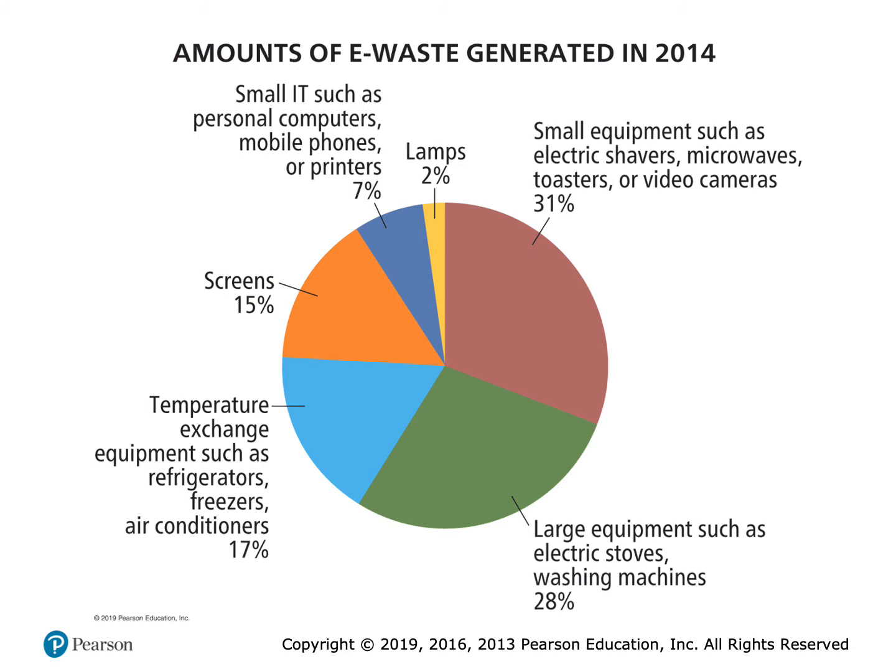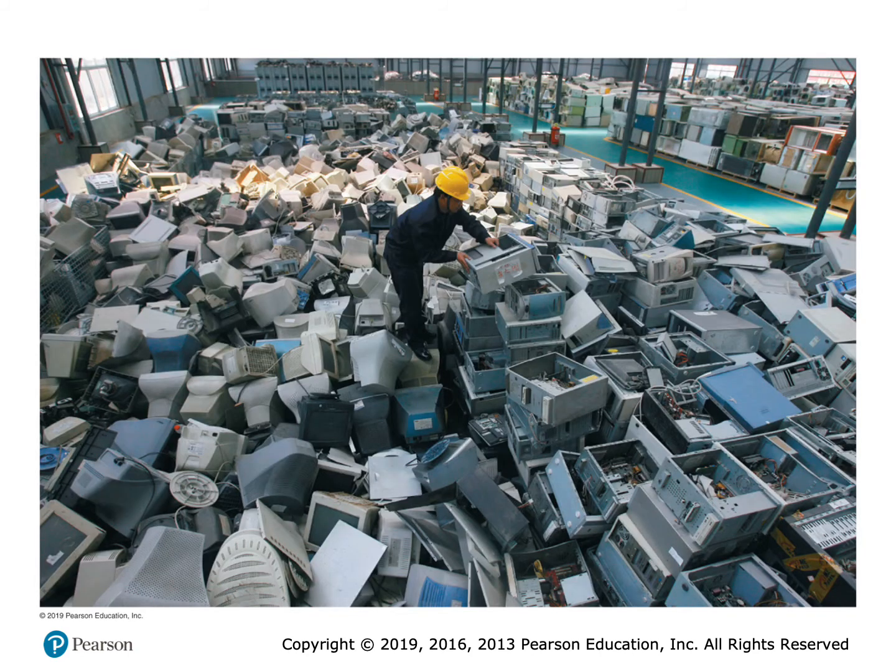Here's a look at the amount of e-waste generated. So again, this is electronic waste in 2014. What's the biggest sector? Small equipment such as shavers, microwaves, toasters, or video cameras. The next one up is large equipment like electric stoves and washing machines, and not far behind that we have temperature exchange equipment like fridges, freezers, and air conditioners.